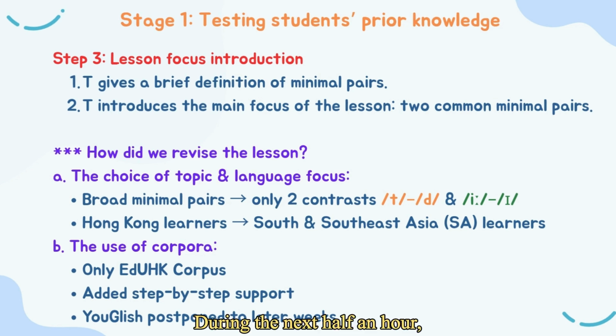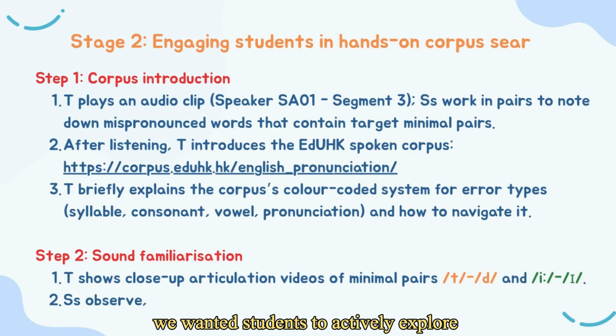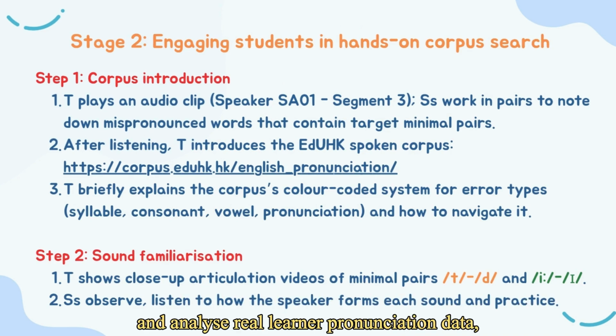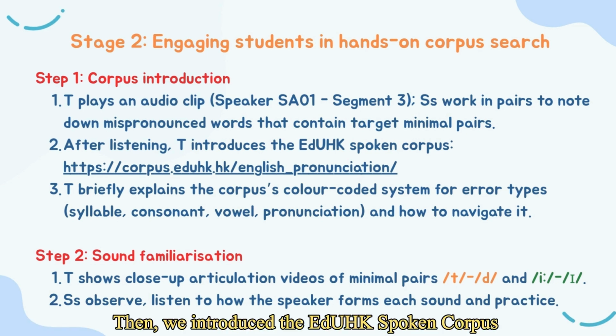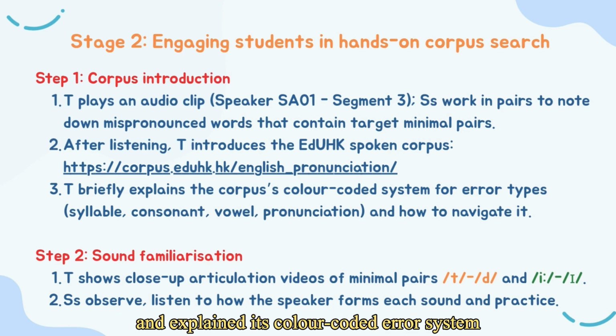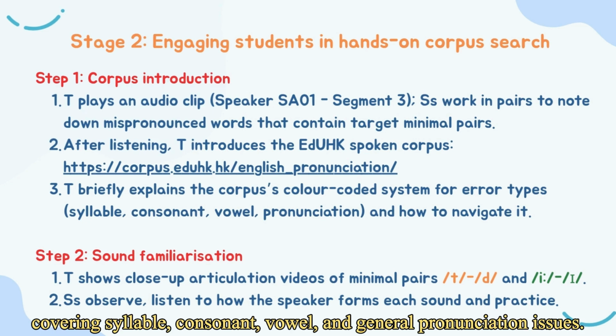During the next half an hour, we wanted students to actively explore and analyze real learner pronunciation data. So we broke the section into 4 short steps. To begin with, we introduced the corpus. Students listened to an audio clip and in pairs noted mispronounced words containing target minimal pairs. Then we introduced the EDUHK spoken corpus and explained its color-coded error system, covering syllable, consonant, vowel, and general pronunciation issues.